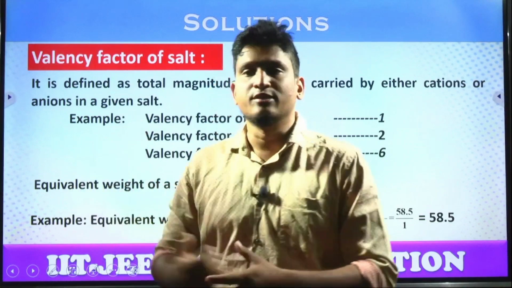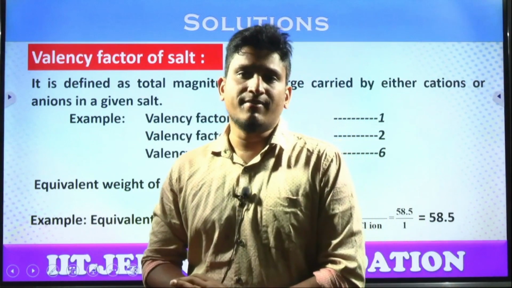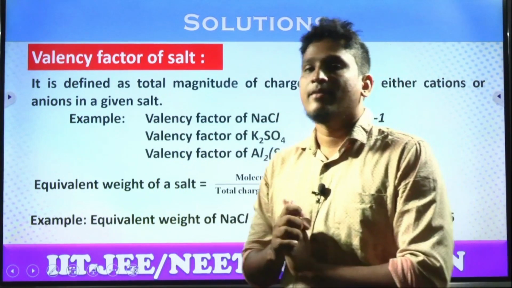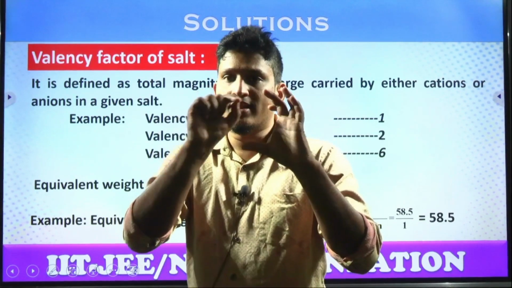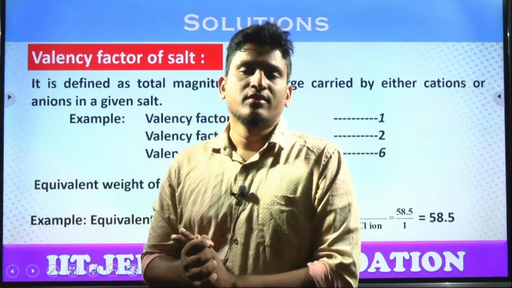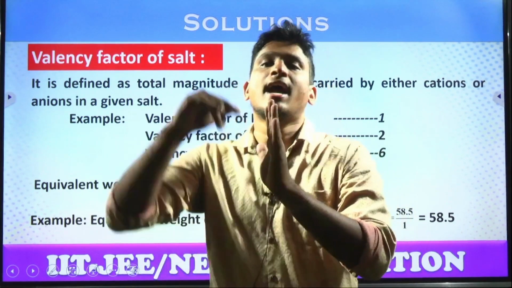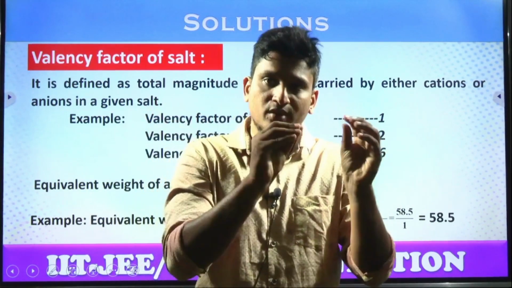If it is not an acid, it is not a base, if it is a salt, then how to find the equivalent weight? How to find the valency factor first of all? So simple. Valency factor, the same. Beryllium hydride, what did we do? We took the valency of beryllium. You have to take the total charge on cation or anion, not both.